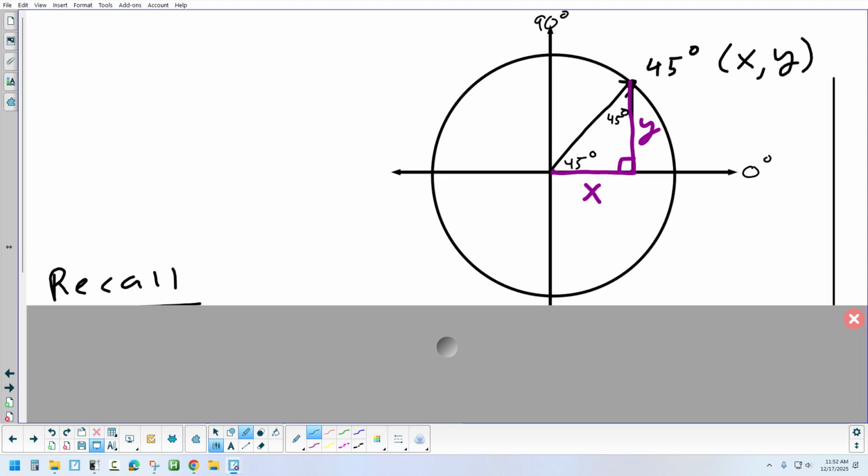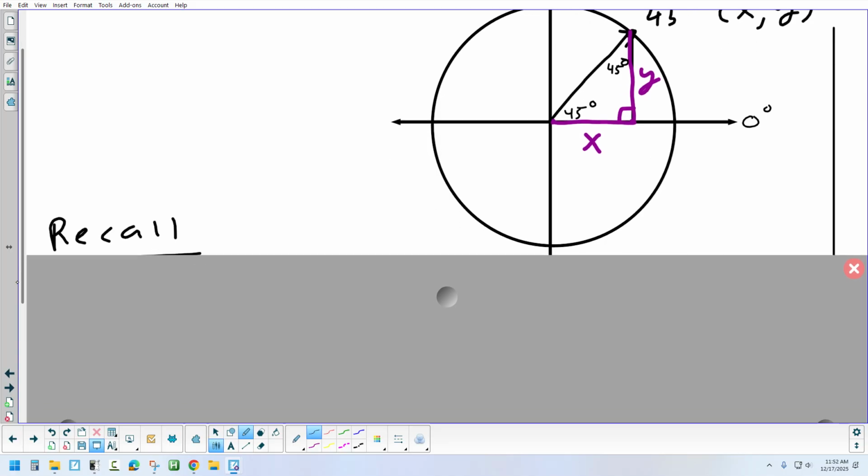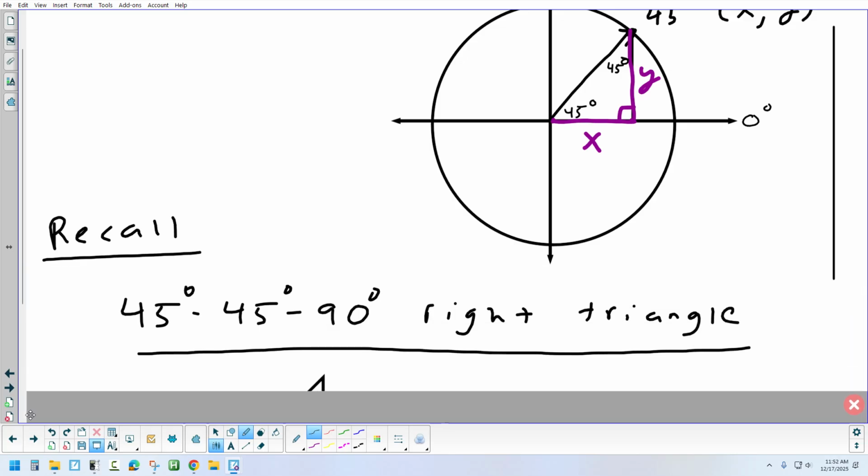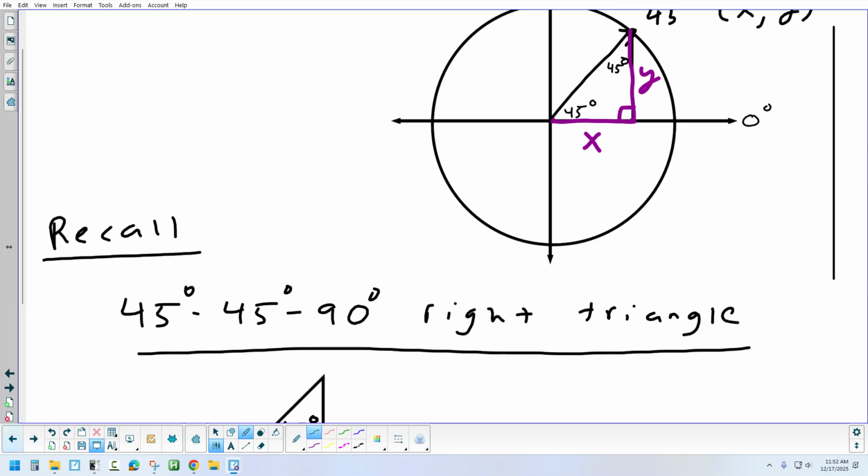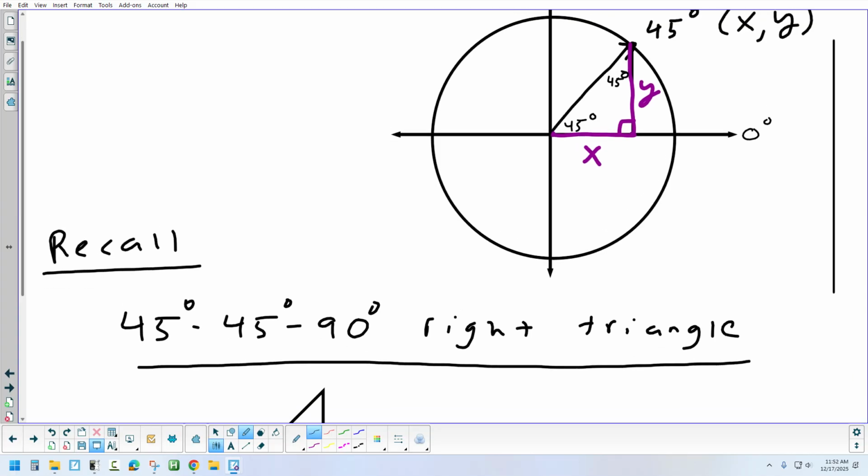Aren't the x and y sides equal? Why are they equal? Because they're across from congruent angles, so yes, the x and the y have to be the same. What kind of triangle does that make it? It's more than a right triangle. It's isosceles.